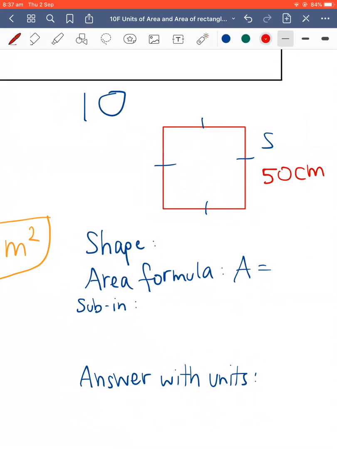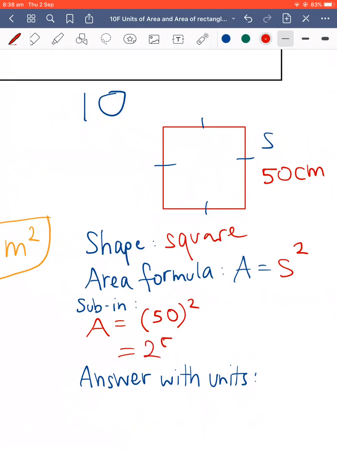So my shape, identify it first. My shape is a square. My area formula for a square is the side multiplied by the side, or side squared. I can now substitute in my side value here. So my area is going to be 50 squared, which gives me an answer of 2,500, and I need to include my units. So let's do that on the next line. So 2,500 centimeters squared, and you are done.